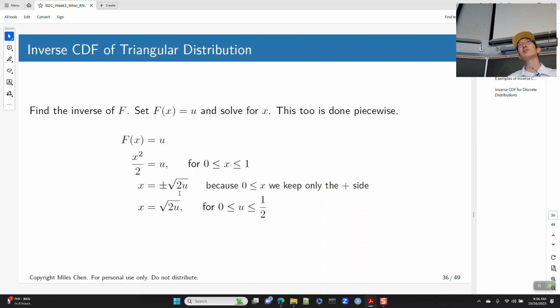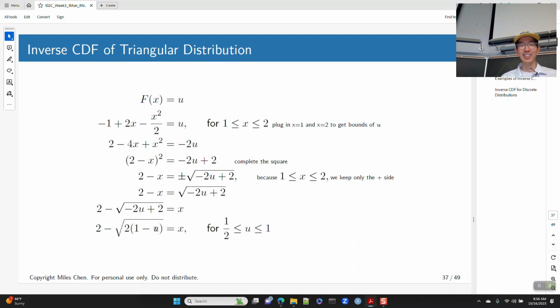But in some cases, depending on how it evaluates, you might want to take the negative side. So always pause for a moment and think: if x is plus or minus the square root, do I want to keep the positive or negative side? In this case, we keep the positive side. So x is equal to the square root of 2u for values of u between 0 and 1/2, solving for what values of u will produce values of x between 0 and 1.